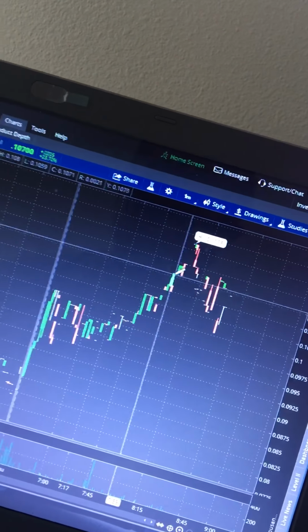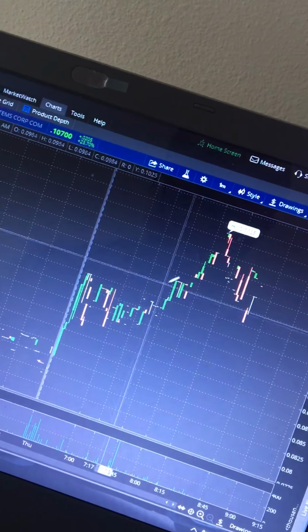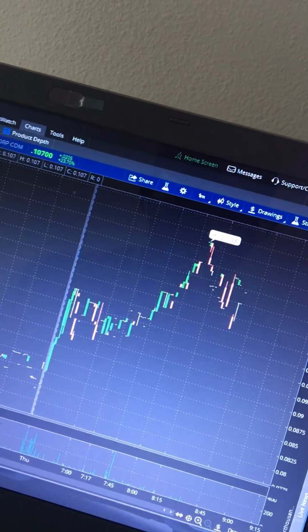Another one, OMVS. Look at this one. Now, this one did hit my scanner. However, it doesn't have consistent volume, and the chart is super choppy. So right away, I would X this one off of my potential playlist.